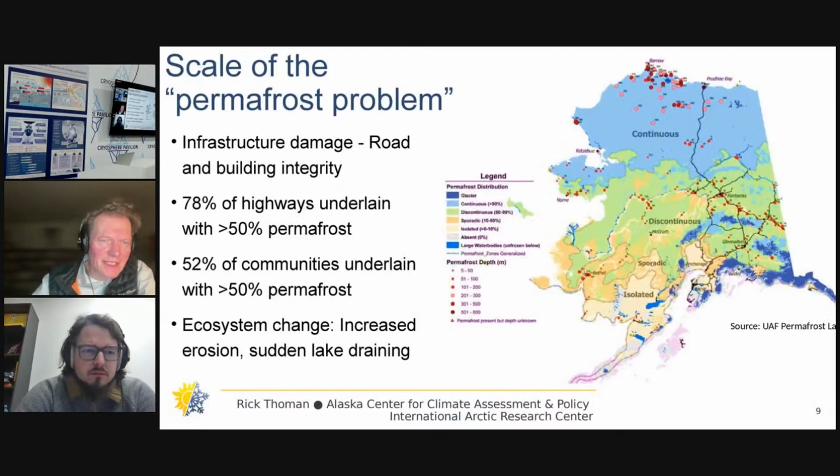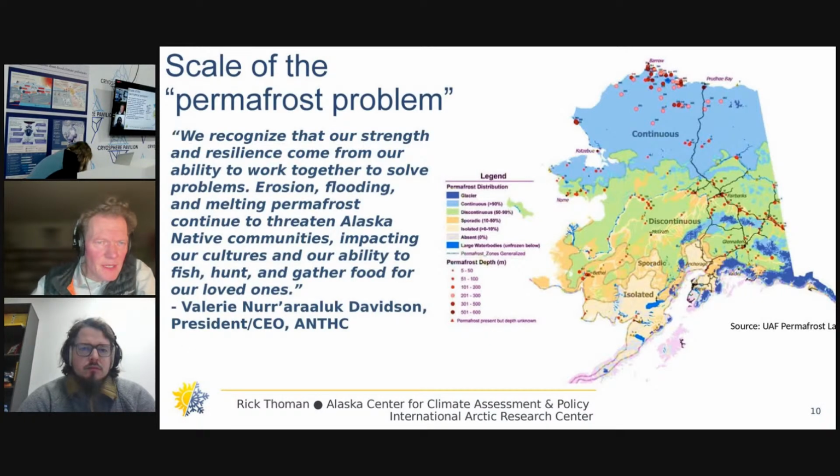And in Alaska, those are key issues because if you look at the scale of the permafrost problem from a state perspective, more than 3/4 of our highways are underlain by more than 50% permafrost. More than half of our communities are underlain by more than 50% permafrost. So our infrastructure, whether it's civil infrastructure, public infrastructure, individual homes, highways, transportation systems, the railroad, everything is highly susceptible to risks associated with degrading permafrost. And in these words here by Valerie Davidson, the president of the Alaska Native Tribal Health Consortium, all of this also translates into degradation and impacts on traditional ways of life by the 229 federally recognized Alaska Native American tribes here in Alaska. So it's directly impacting their ability to fish, hunt, and pursue their traditional lifestyles.